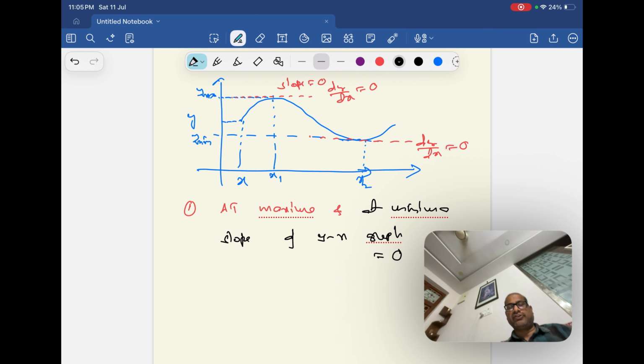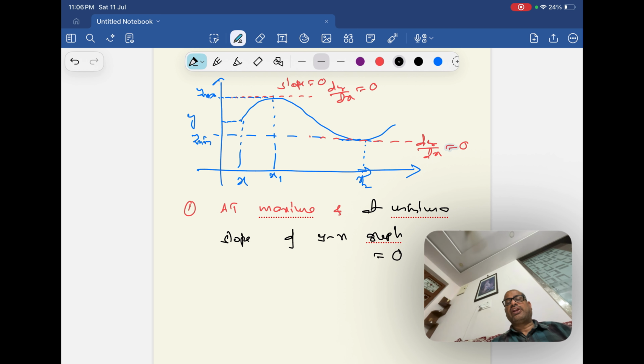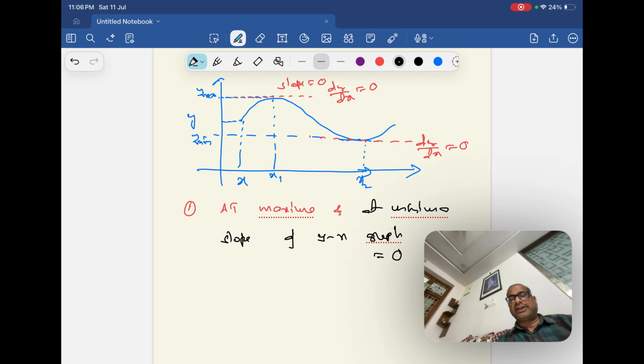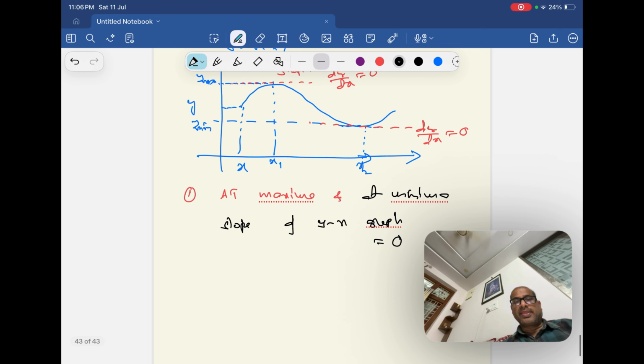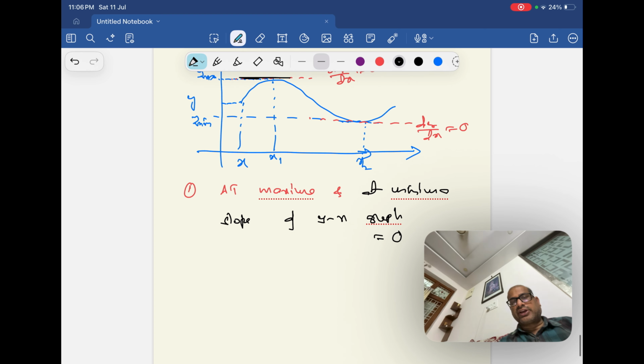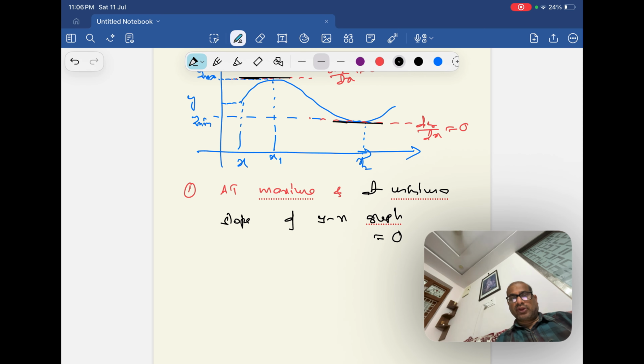Slope, the first derivative, means the change in value of y with respect to x. That is what we call delta y by delta x. When delta x is very small, that is called dy by dx, the instantaneous change. So at maximum and also at minimum, the slope value is 0.